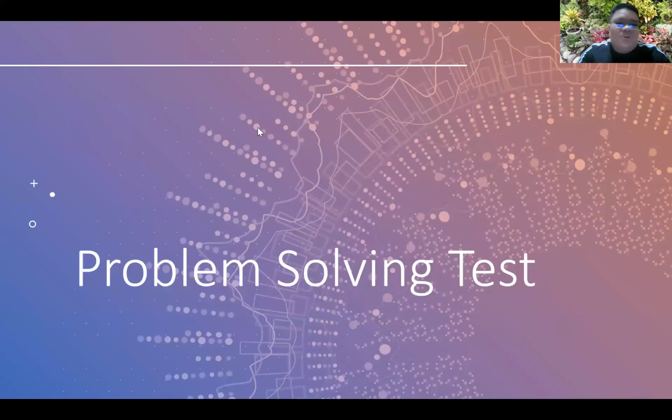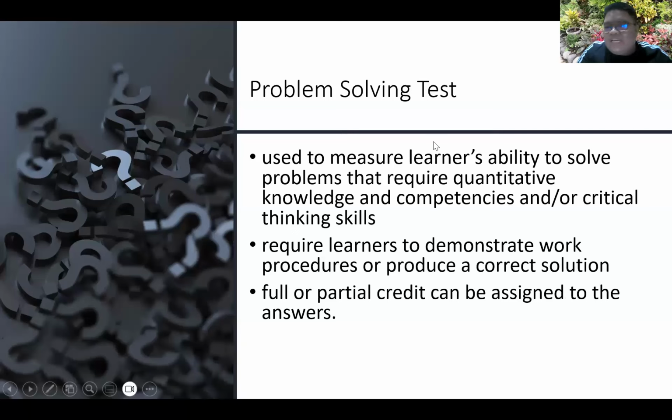Okay? Next is your problem solving, especially for dealing with mathematics, sciences, or maybe engineering later on. Problem solving is used to measure the learner's ability to solve problems that would require quantitative knowledge, competencies, and critical thinking skills. This would require learners to demonstrate work procedures or produce a correct solution. Then full or partial credit can be assigned to the answers. What do we mean, class, by full or partial credit?